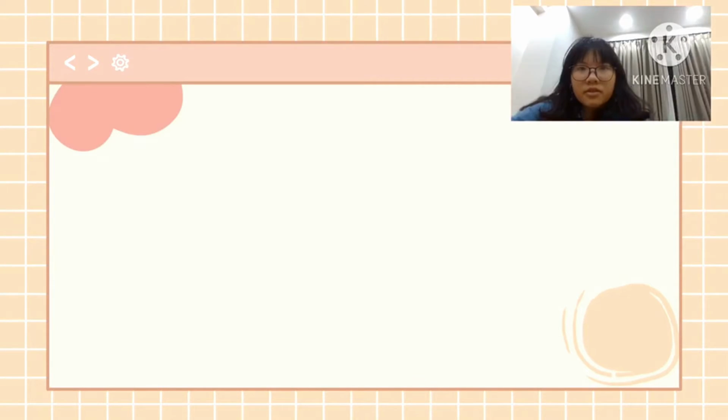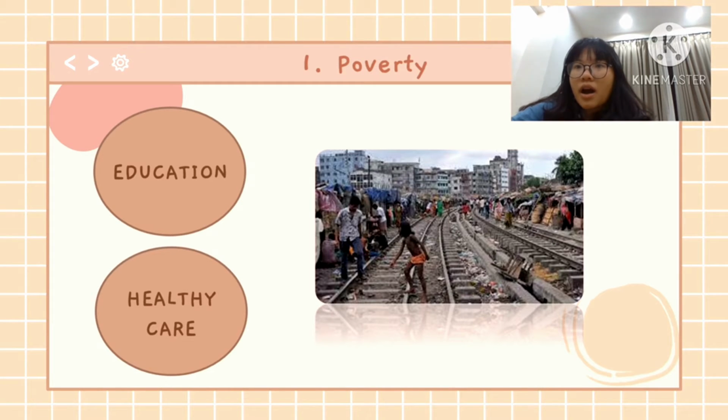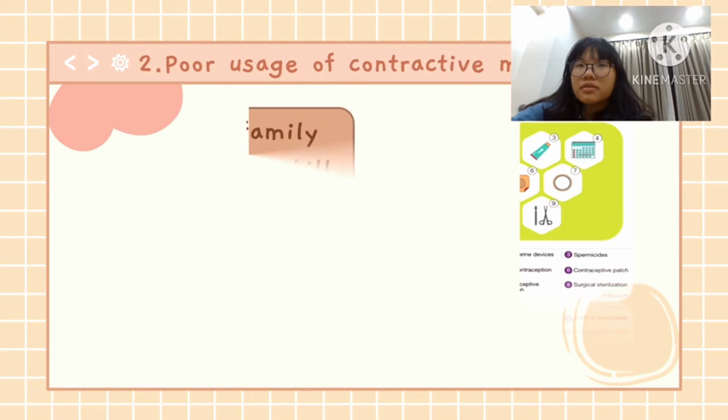Some of the factors that cause overpopulation are, first, poverty. The lack of education and the inability to afford proper health care result in higher birth rates. The UN has predicted that the 48 poorest countries in the world are also likely to be the biggest contributors to population growth.